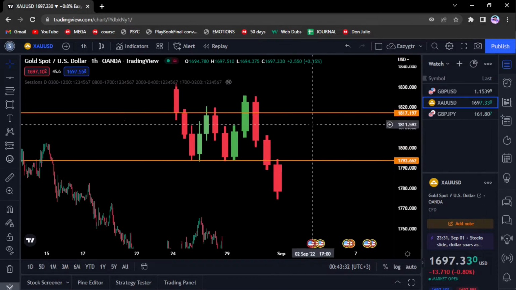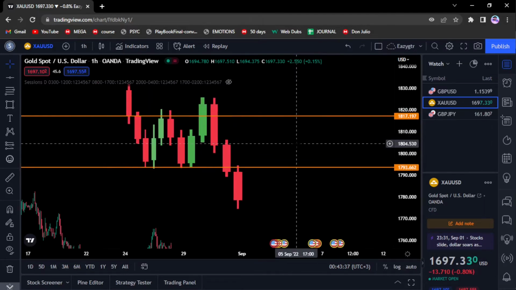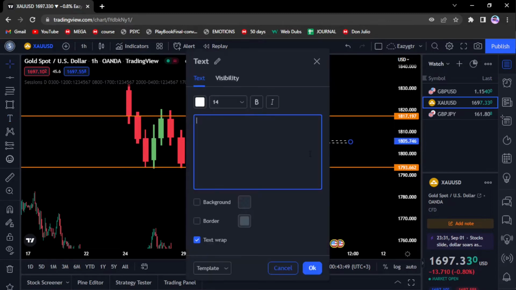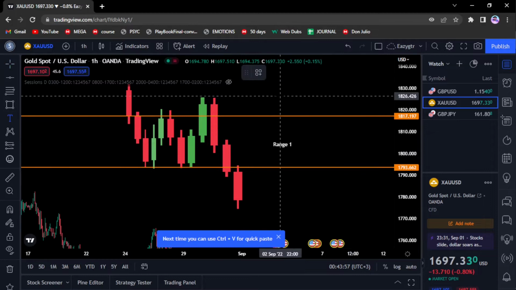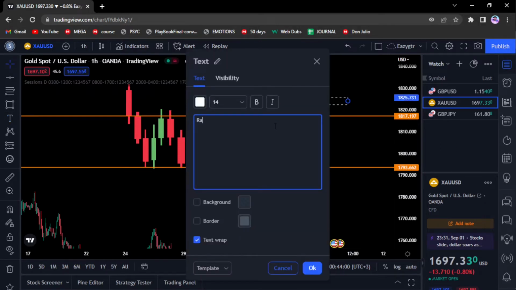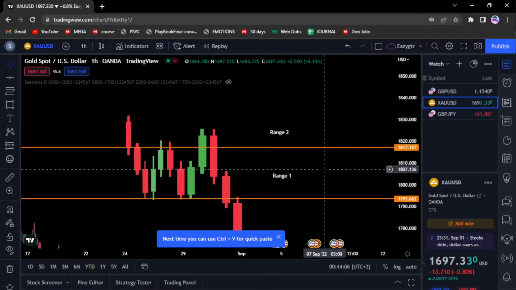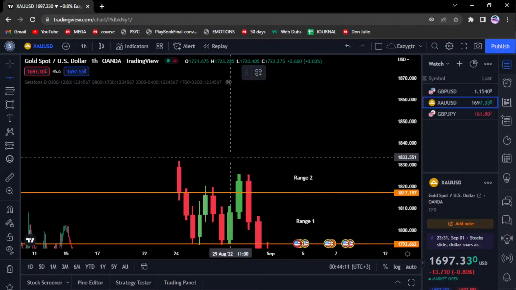Using this illustration, I want to talk about ranges, types of ranges, and how you can use ranges to your advantage to avoid fake outs. So here we're going to refer to this as our range 1, and this is our range 2. Range 2, let's for instance say it runs to around here.